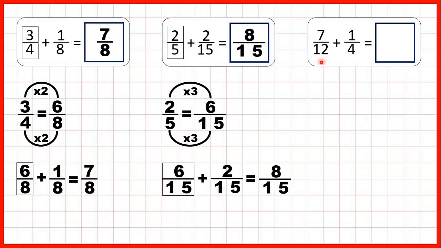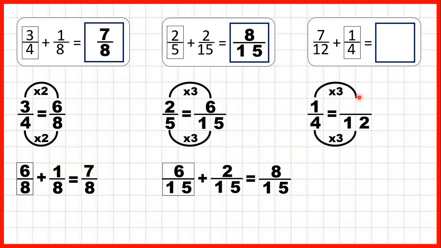Now we have 7/12 plus 1/4. Now 12 is in the 4 times table, so this time it's the second fraction, the fraction we're adding, that we need to find an equivalent fraction for. We need to find an equivalent fraction to 1/4, which has a denominator of 12. 4 times 3 is 12, and what we do to the denominator, we need to do to the numerator as well. And 1 times 3 is 3. So we know that 1/4 is equivalent to 3/12.